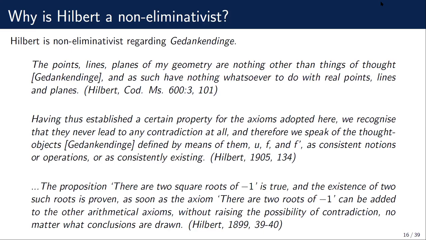And finally, we have Hilbert's infamous principle. The proposition that there are two square roots of minus one is true, and the existence of such roots is proven as soon as the axioms that there are two square roots of minus one can be added to the other arithmetical axioms without reasonable possibility of contradiction. So here we have the idea that if we produce an axiomatized theory, as long as the axiom set can be established as consistent, then these thought objects necessarily exist.